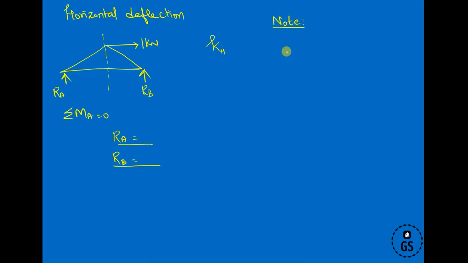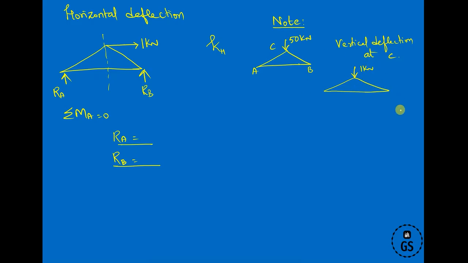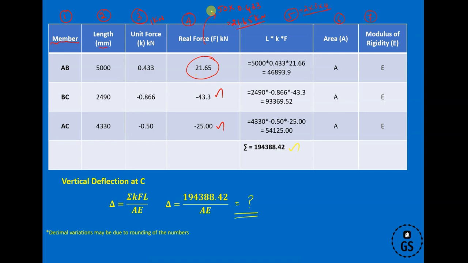When you take the real force of 50 kilonewton at point C and you are finding the vertical deflection at point C, we are replacing that 50 kilonewton with a 1 kilonewton load and we are finding the sum. So when you multiply, your 50 with K, that is the step which I explained at this particular point, we are taking the 50 kilonewton load and multiplying with K values.